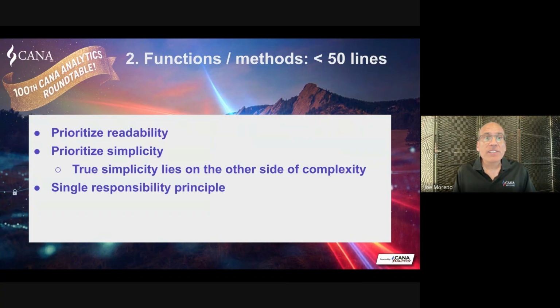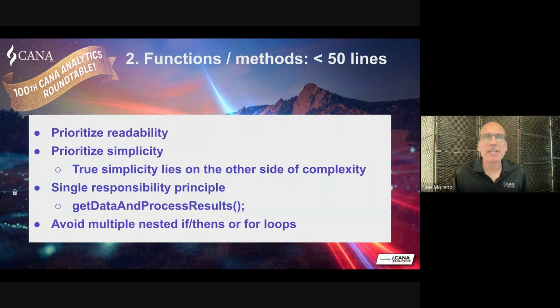When you create functions, follow the single responsibility principle. In other words, make a function do one thing and one thing only, and then you can link together the functions, right? You know you're getting away from that principle if you're putting the word "and" inside your function. Get data and process results. That should be get the data and then pass the data to a function called process results. Makes it more readable.